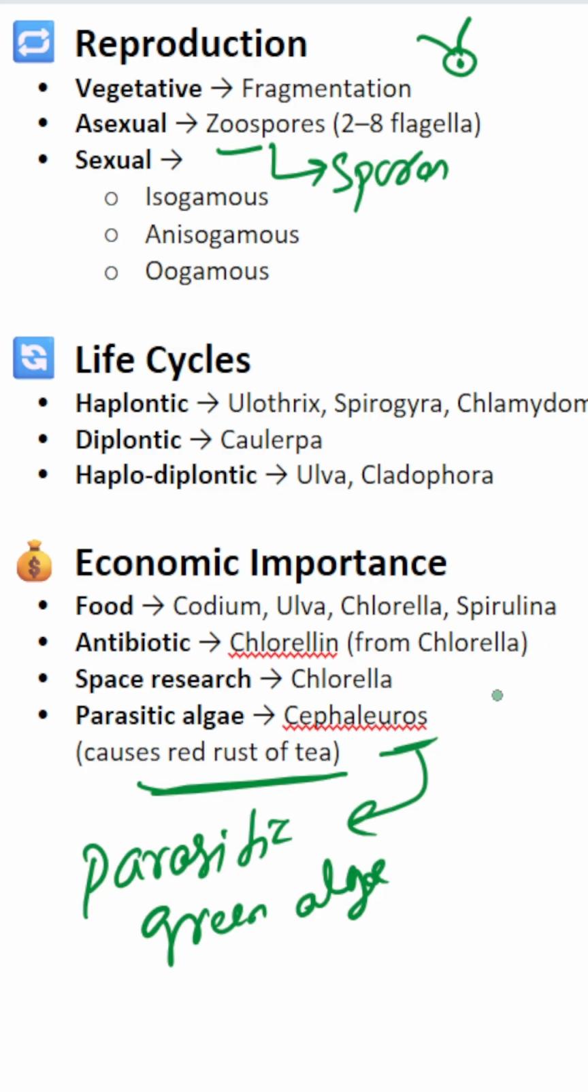So this is a brief description. This is a brief account about the green algae, which will help you in the last minute revision for the NEET exam.